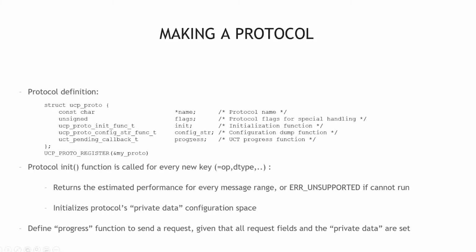And the second important function is the progress function, which takes a request, which is already initialized by the API call. For example, tag field is set and remote address is set when applicable and so on. That function is responsible for doing all the sends on the UCT level. So it would do the UCT active message send, UCT put copy and whatever in order to make progress and advance the state of the request. And after it's done, it's also responsible for calling the completion function.